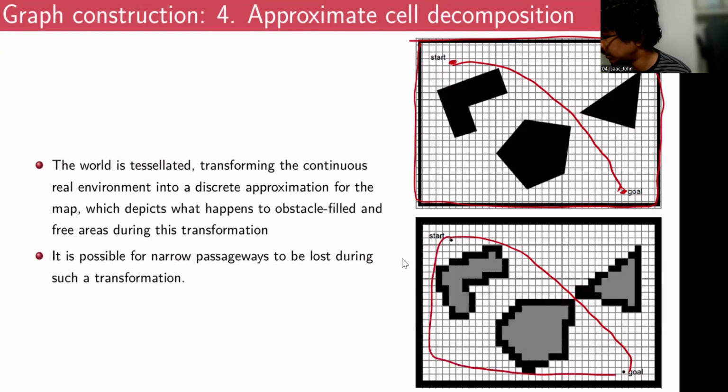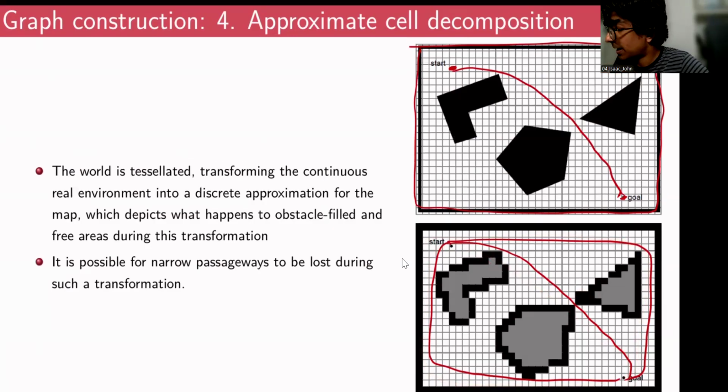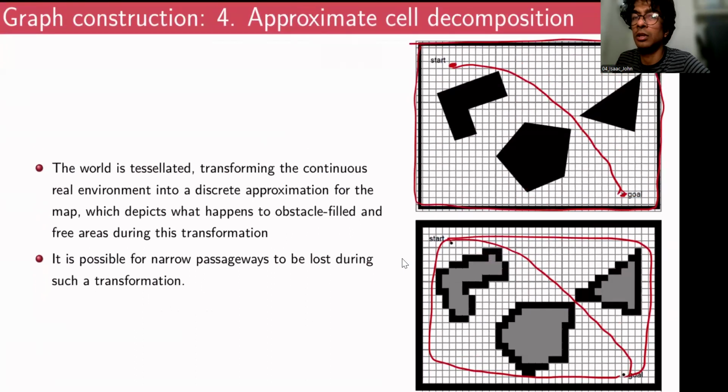It will try to find a path like this, or it will try to find a path like this. Right, but whatever path it determines, it is always going to be suboptimal, because we always know that this path exists in real life, right? It always exists in real life, but the robot thinks that it's actually blocked off. So it tries to go like this, or it tries to go like this. So whatever path it chooses is always going to be suboptimal, right? Because these sort of narrow passageways can get lost during such transformations.